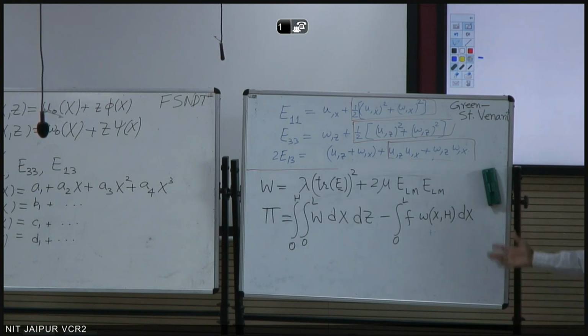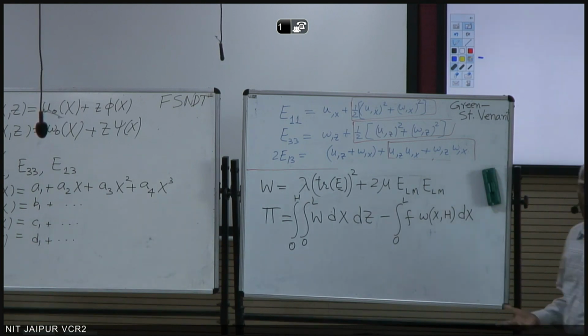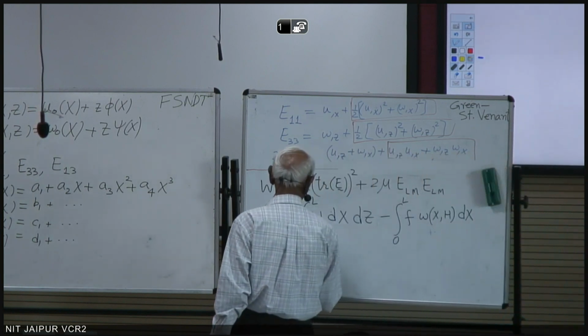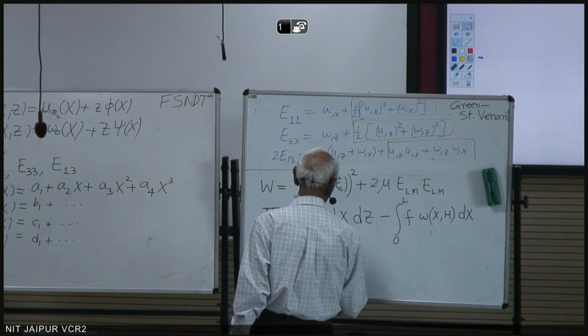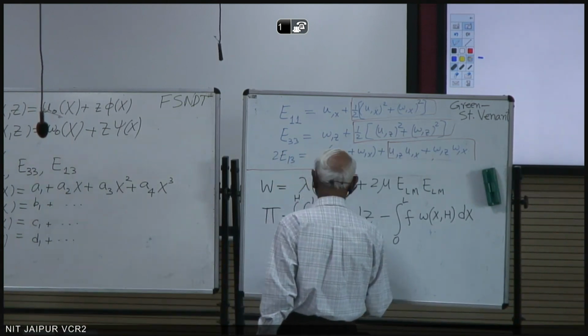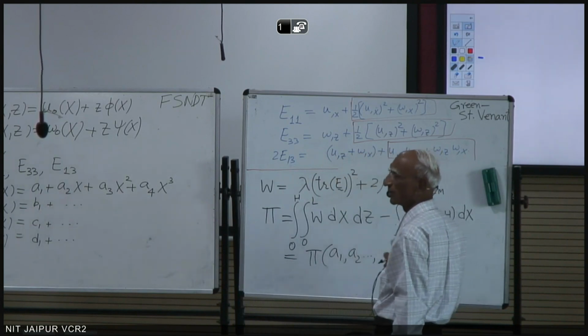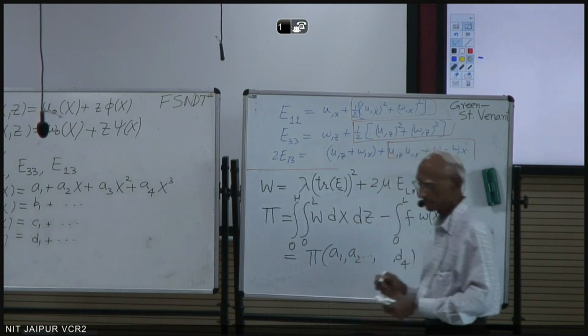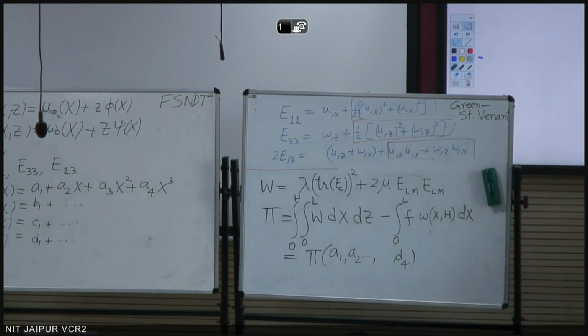So what will this come out to be after you have integrated with respect to X and Z? What will be our answer in terms of those 16 constants? After we are done, we will get this pi as a function of A1, A2, B1, B2, C1, C2, D1, D2, etc., up to D4. And it will be a nonlinear function.